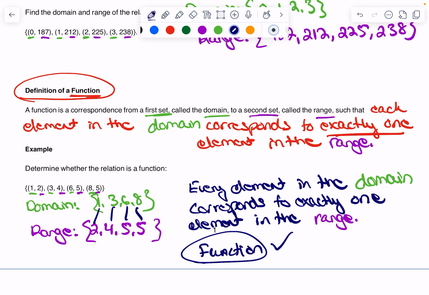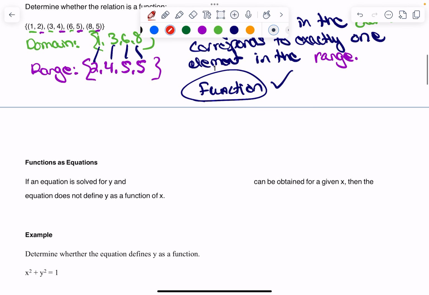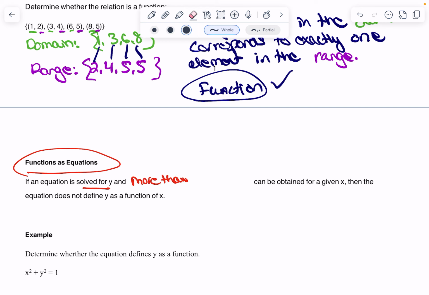Okay, next thing we're going to look at are functions as equations. If an equation is solved for y and more than one value of y can be obtained for a given x, then the equation does not define y as a function of x. So let's look at this next example here.